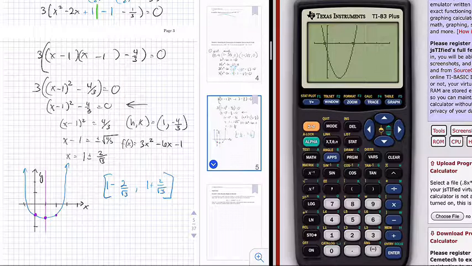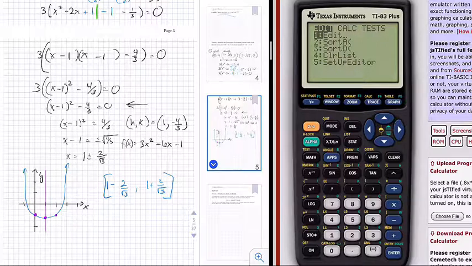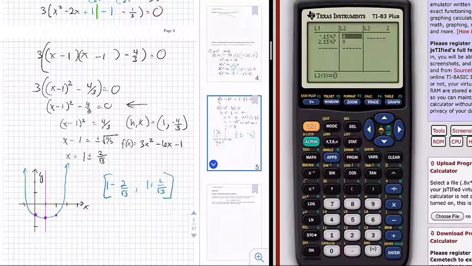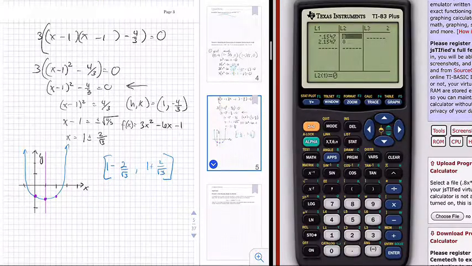Okay, so this one should be okay. And then you can actually find those numbers. We actually have it here in the stat. So approximately negative 0.1547 to 2.1547.